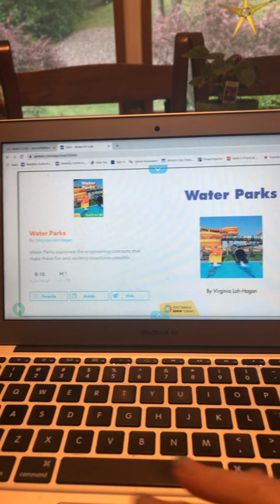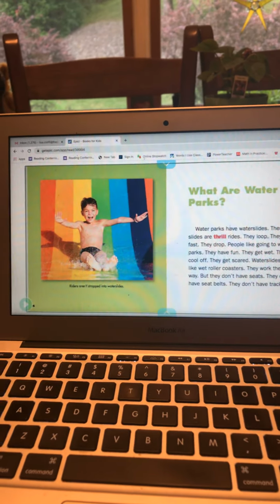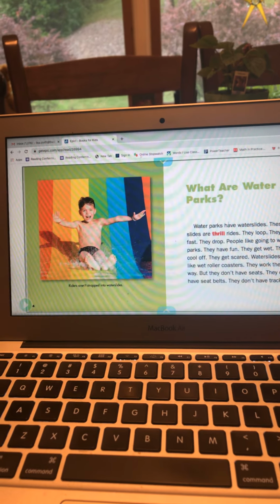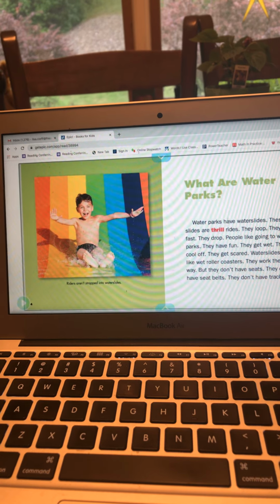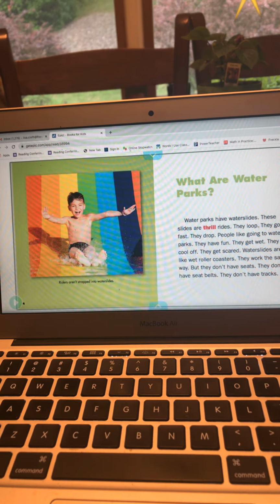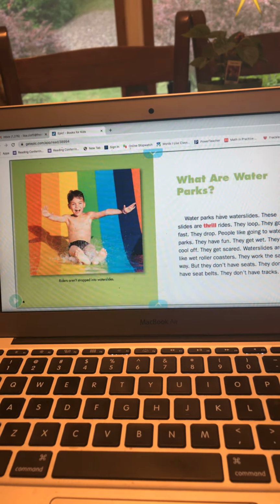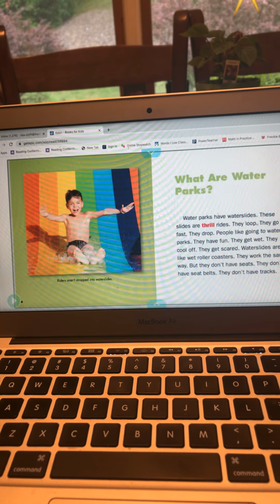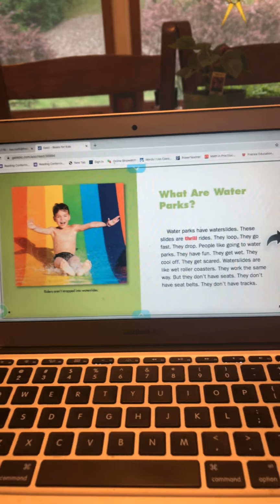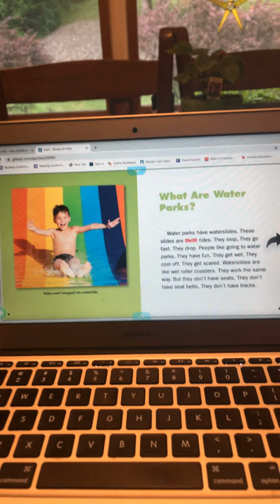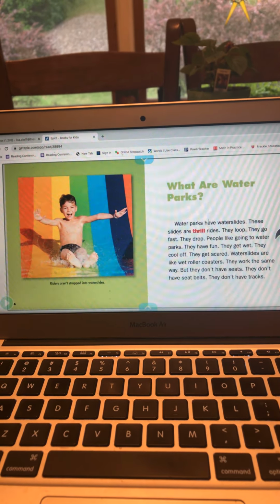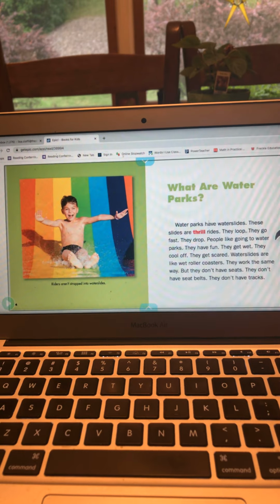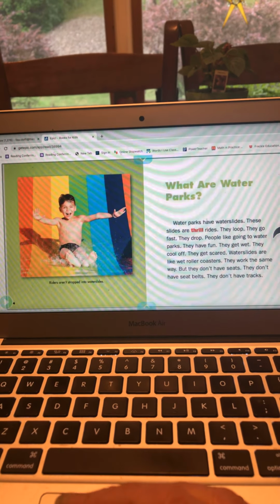Water parks. What are water parks? Water parks have water slides. These slides are thrill rides. They loop, they go fast, they drop. People like riding at water parks. They have fun, they get wet, they cool off, they may get scared. Water slides are like roller coasters, and they work about the same, but they don't have seats. They don't have seat belts. They don't have tracks.